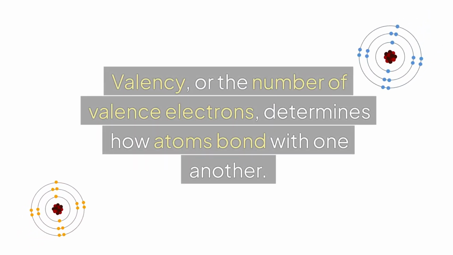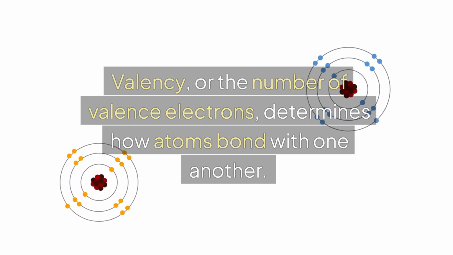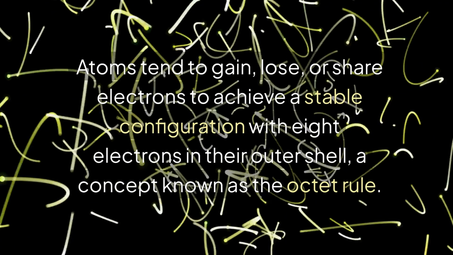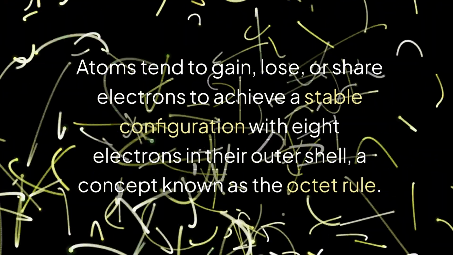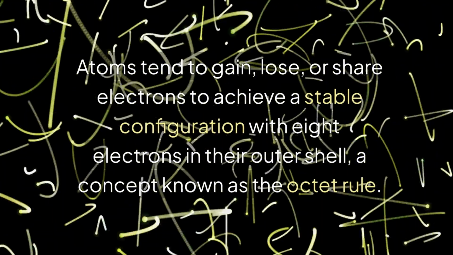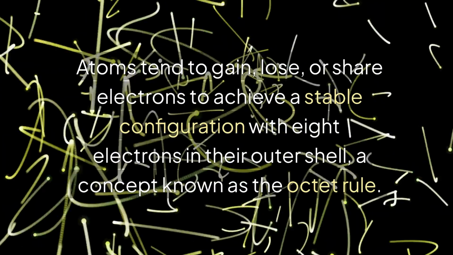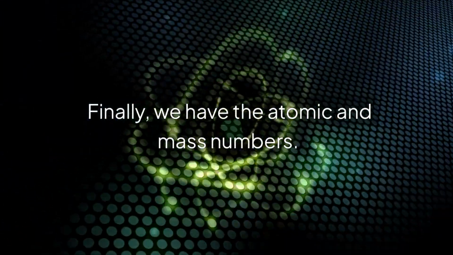Valency, or the number of valence electrons, determines how atoms bond with one another. Atoms tend to gain, lose, or share electrons to achieve a stable configuration with 8 electrons in their outer shell, a concept known as the octet rule. Finally, we have the atomic and mass numbers.